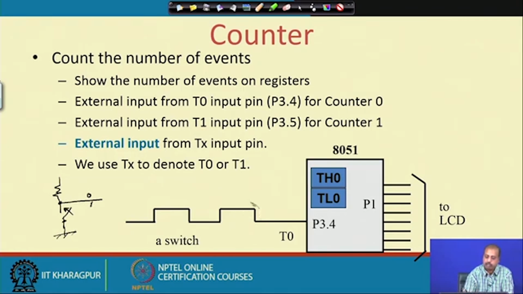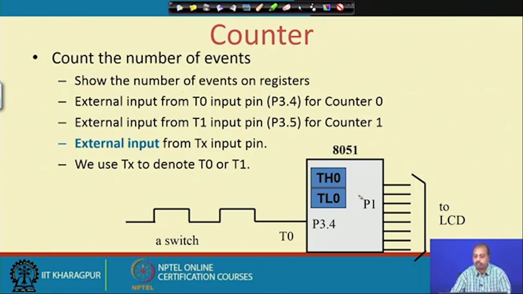Here, if we want the value to be 1 whenever the switch is closed, what you can do is put an inverter and then feed it to the T0 line. That way we can do it. So, basically we can count the number of times this switch has been closed. So, it shows the number of events on registers.